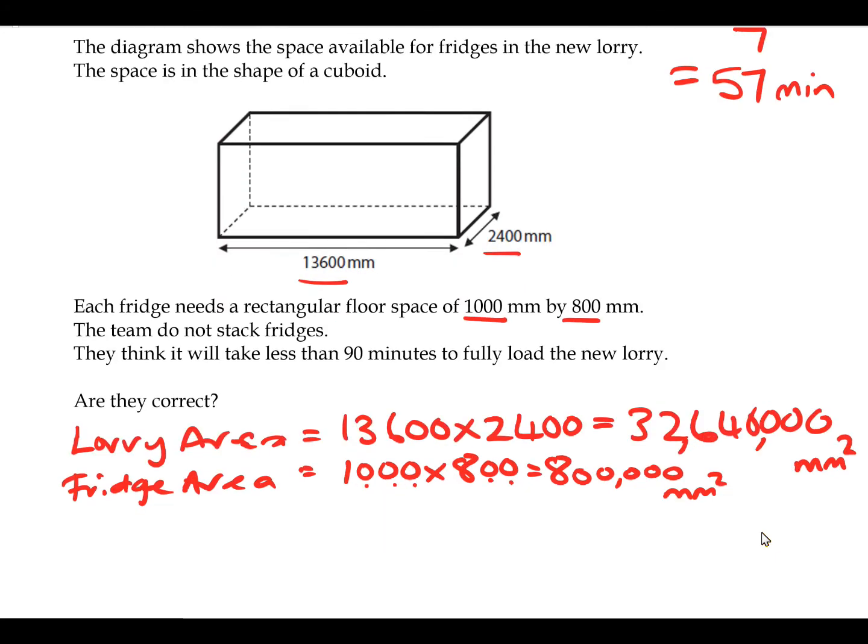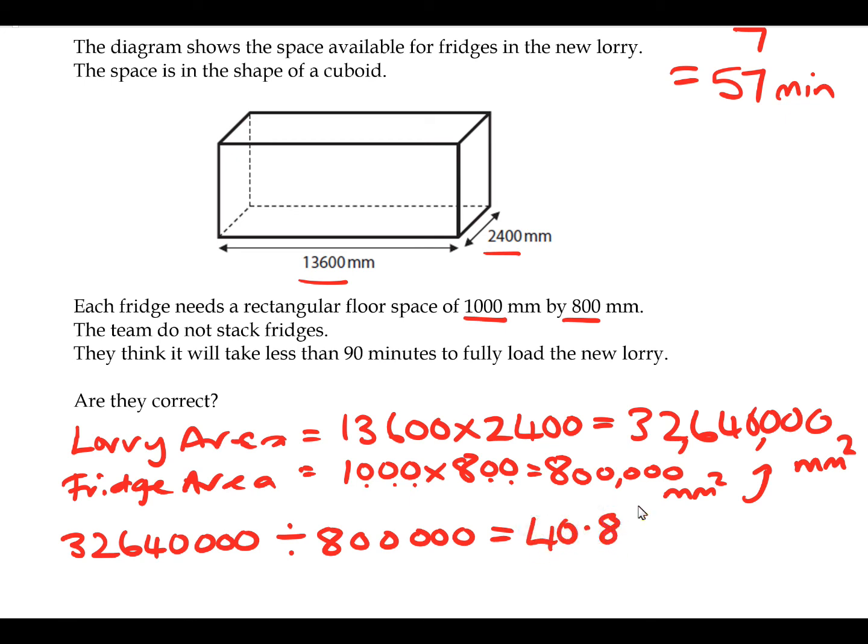So to work out how many fridges fit into the lorry, so the small area going into the big area, we have 32,640,000 divided by 800,000 will tell us the number of fridges we can fit in the new lorry. And that's 40.8. So we round it because we can't have 0.8 of a fridge, and we round it down. Even though it's 0.8, we can only fit in 40 fridges in the new lorry.